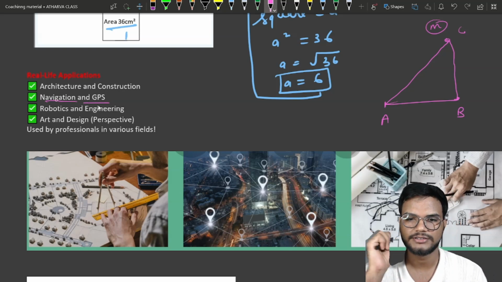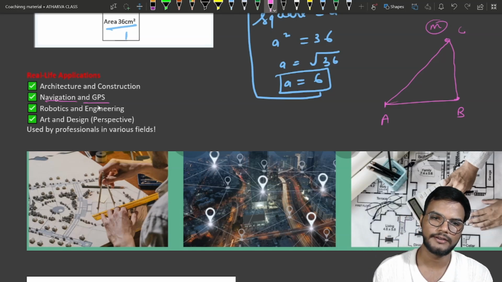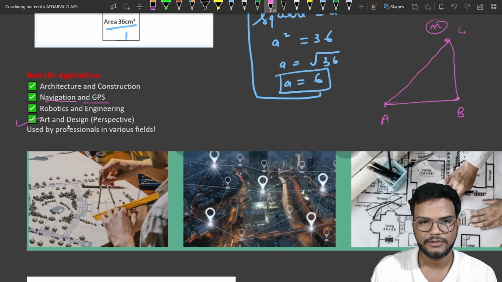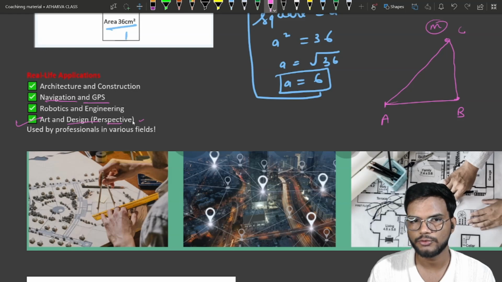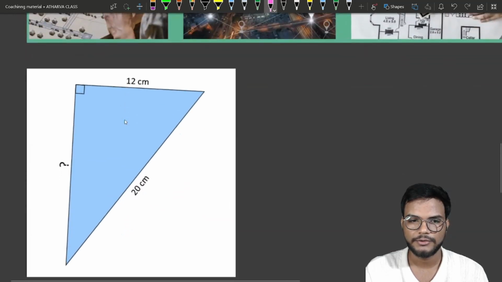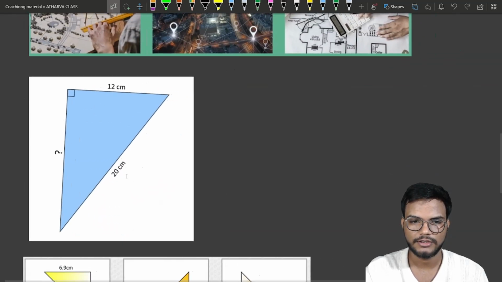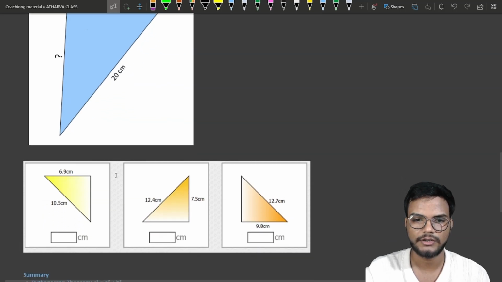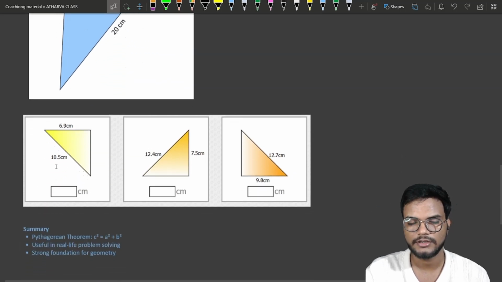And there is robotics and engineering. Obviously robotics and engineering are going to follow this theorem because of the visualization of routes or any kind of understanding. And there is art and design. Obviously if you are designing anything, you have to use this theorem to be accurate in all matters. Now here you can check, there is a problem, you can solve this, right? Similarly there is another little bit difficult one. You can try it by yourself. First I will explain, then you can.